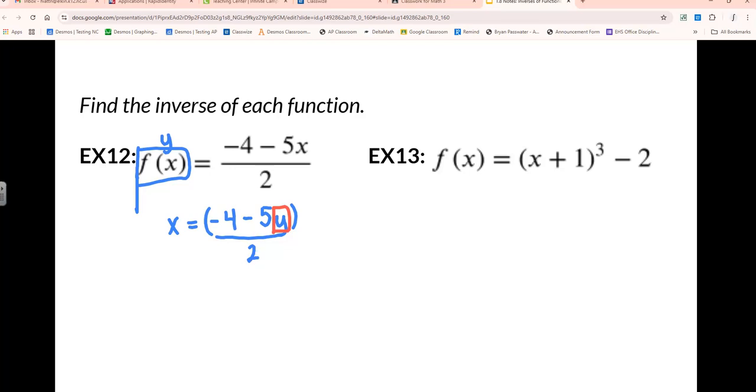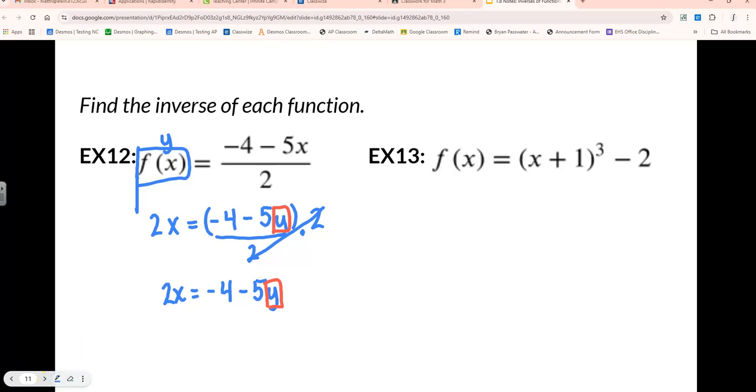So how do I get rid of a divided by 2? Multiply by 2. That'll cancel out over here. Multiply by 2 over here. Can I multiply 2 and x together? I mean, can I get a number for it? No. But I can just write 2x right there, right? So I've got negative 4 minus 5y. Again, the y is what we're trying to get by itself right there.